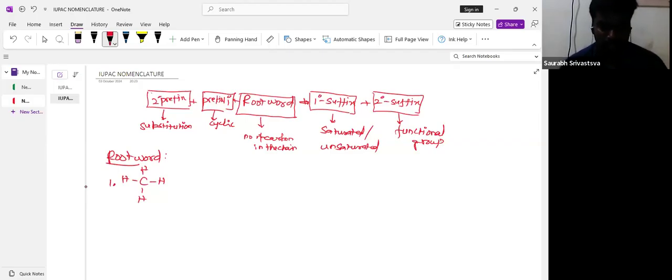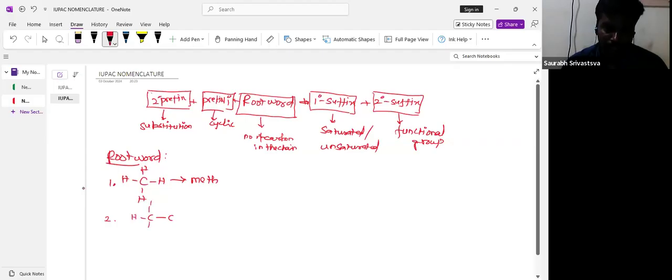So if it is one carbon with four hydrogens, the root word is meth, METH. Next, if there are two carbons, the first carbon is connected with the second carbon. The first carbon has three hydrogens connected, and the second carbon also has three hydrogens connected, with one carbon-carbon bond. Then this is called eth, ETH. I'm talking only about the root word.